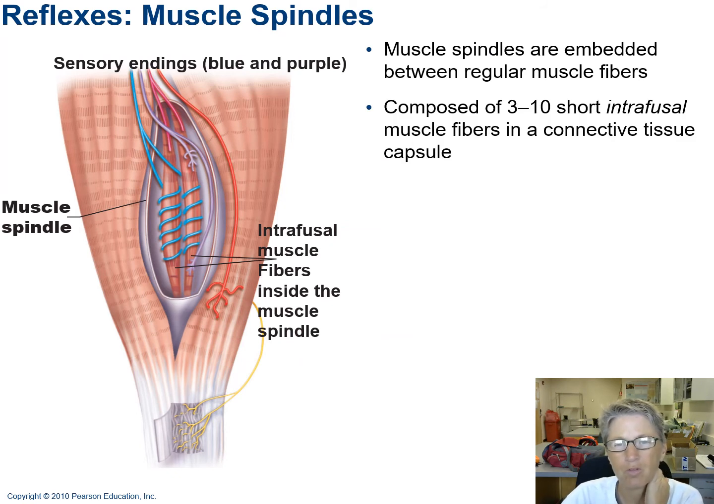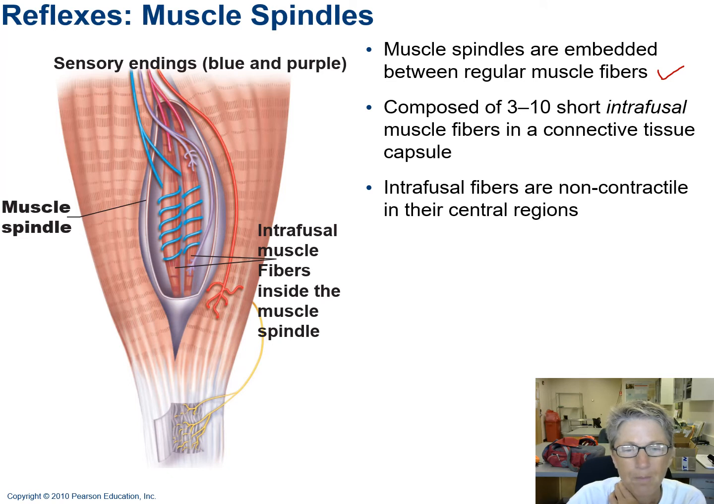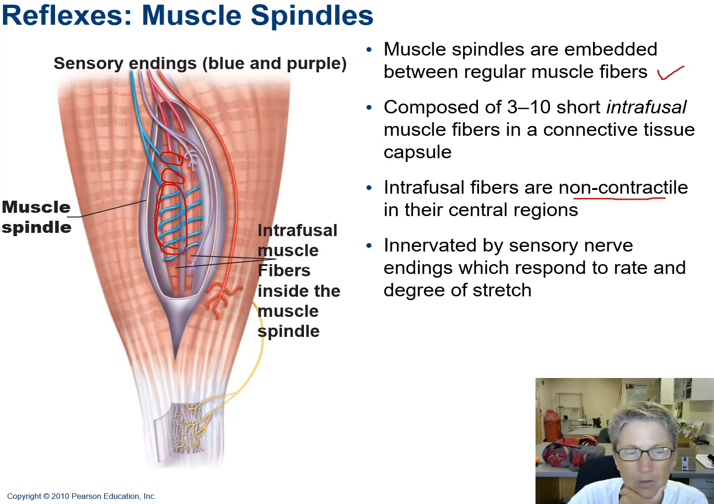And then these are just some details. The muscle spindles are embedded between regular skeletal muscle fibers, and you can have 3 to 10 of these intrafusal muscle fibers within the capsule. These intrafusal fibers are non-contractile in their central region. Can you kind of see here's the intrafusal fiber. Here's some banding out here, so you've got some modified sarcomeres. But if you look at this part of the intrafusal fiber, there are no striations. So that means they're non-contractile in those central regions.